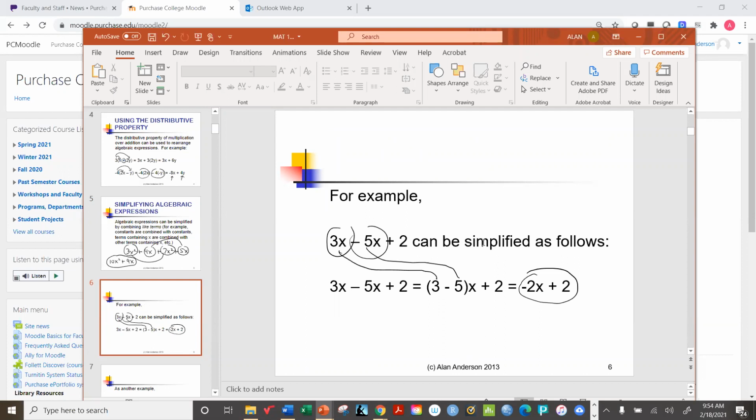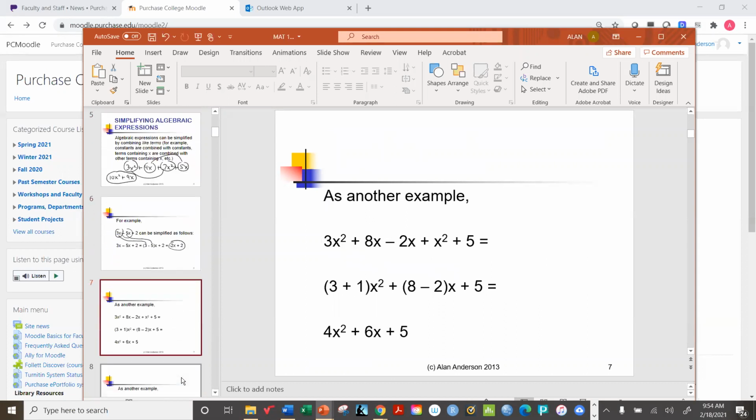All right, let's see what else we have here. Oh, here's a messy one. Now, how many like terms do we have here? We've got some x squares, and we have some x's. The constant is sitting there by itself. There's nothing we can do with that, but we can certainly consolidate the x squared terms and the x's. So let's do that. Remember here, there's an implied coefficient of 1. Over here for the x's, we have the 8 and the negative 2.